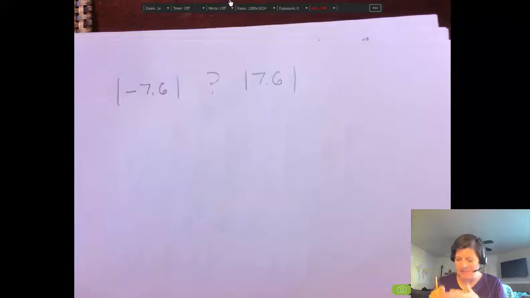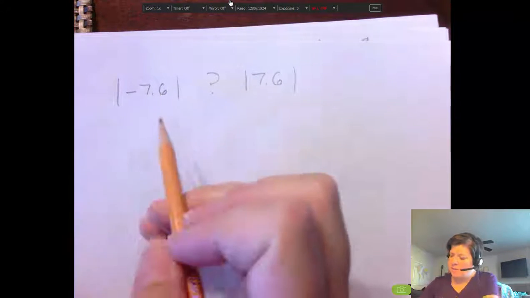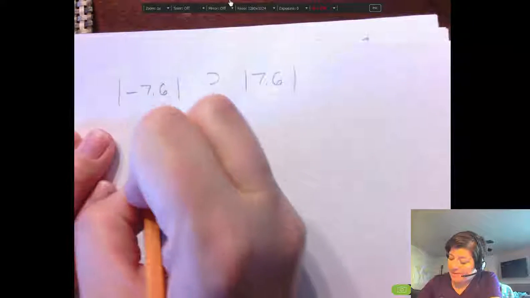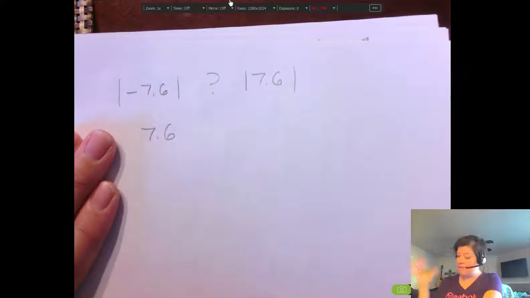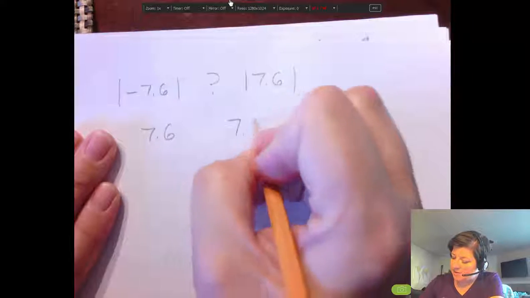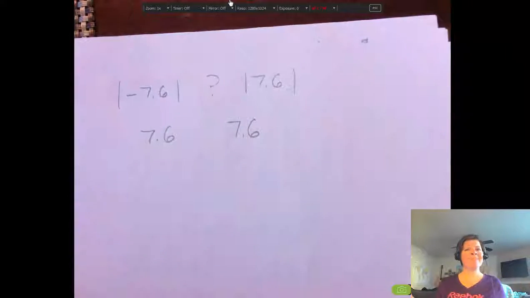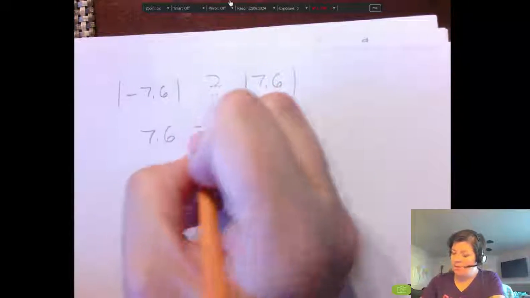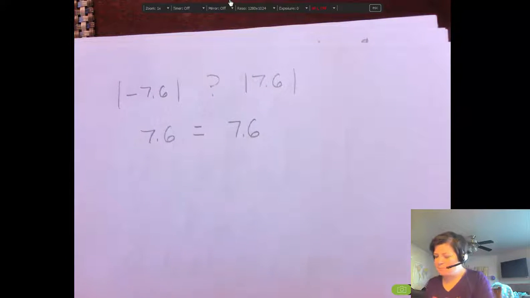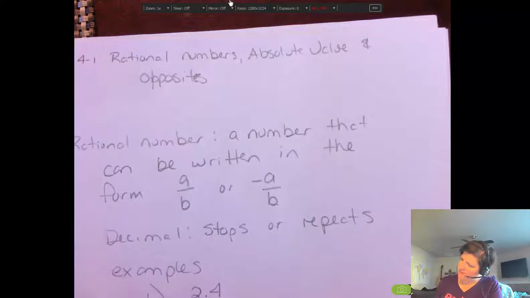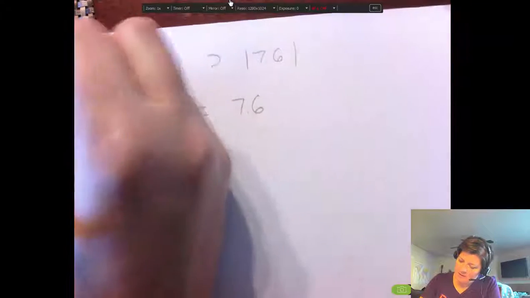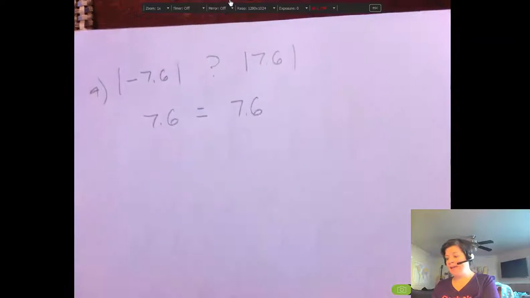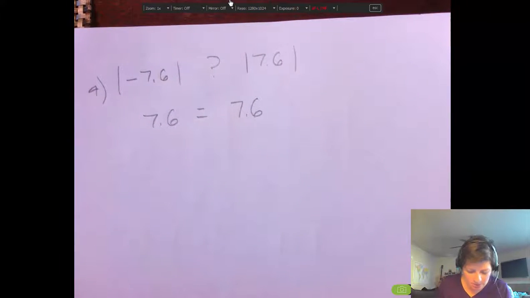How do I say that? 6/10. It's in the tenths place. All right, so this would come out as 7.6. What does this side come out as? 7.6. They're equal, so we would have equal. So if they're the same number in the absolute value, well, they're going to be equal.